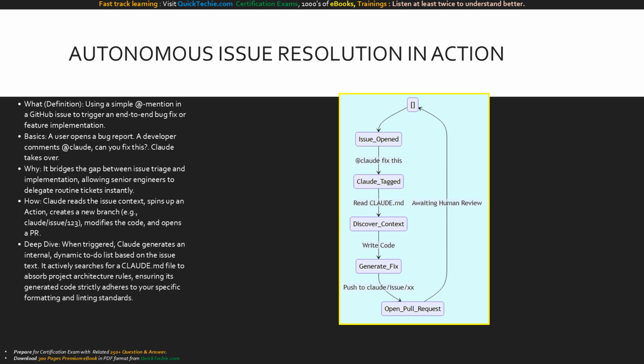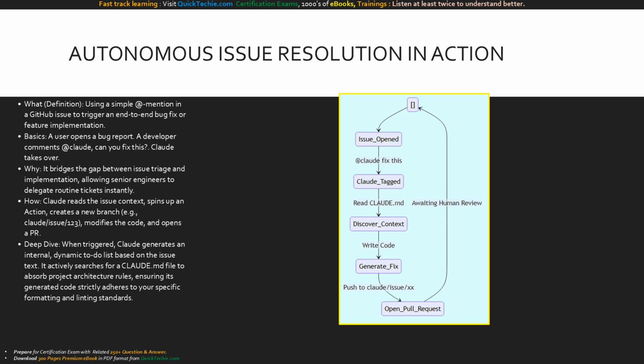Why is this revolutionary? It completely bridges the gap between issue triage and implementation. Senior engineers can instantly delegate routine tickets directly from the browser. How does it unfold? Claude reads the issue, spins up a GitHub action, creates a uniquely named branch like claude/issue/123, writes the fix, and opens a pull request.